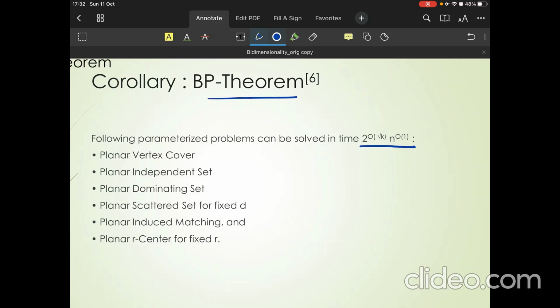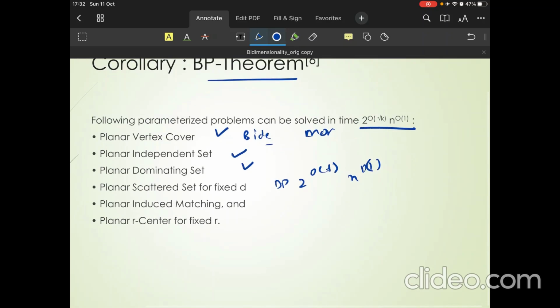can be used to derive FPT algorithms running in time 2 power order root k n power order 1 for the following problems. Planar vertex cover, we know that it is a bidimensional problem, and it is monotone under connectedness. So planar independent set same, planar dominating set same. Scattered set we'll discuss. I'll not discuss it, but I'll just define what scattered set is, and I'll leave it for you to prove that scattered set also has a DP running in time 2 power order T n power order 1, and it follows all the assumptions for the BP theorem.